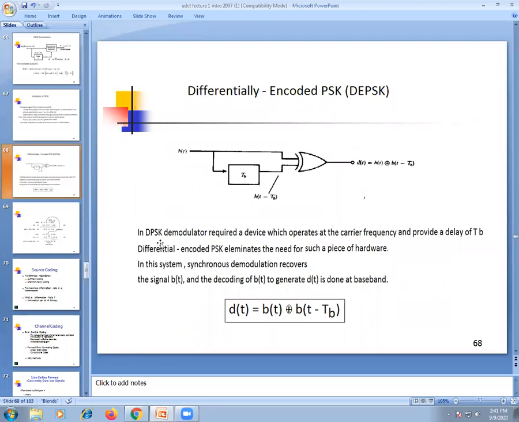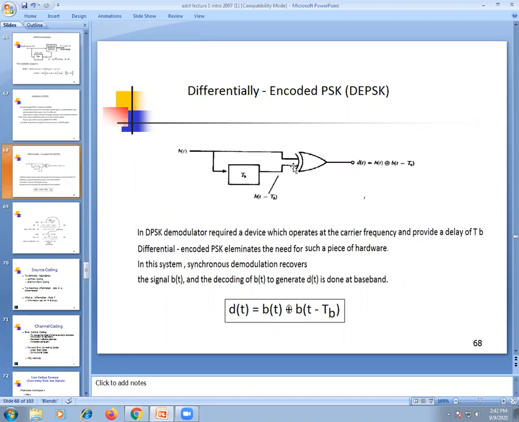For the XOR operation, the DPSK demodulator requires a device which operates at the carrier frequency and provides a delay of TRB. The delay of TRB gives the output signal. Differential encoded PSK eliminates the need for such a piece of hardware in the system. The synchronous demodulator recovers the signal B of t, and the decoding of B of t to generate D of t is done at baseband.